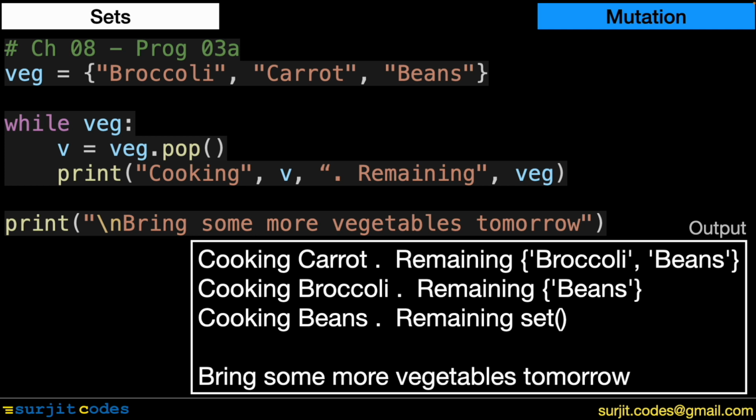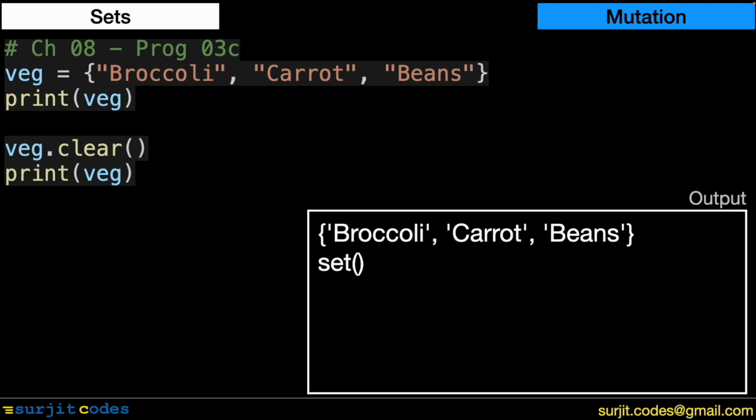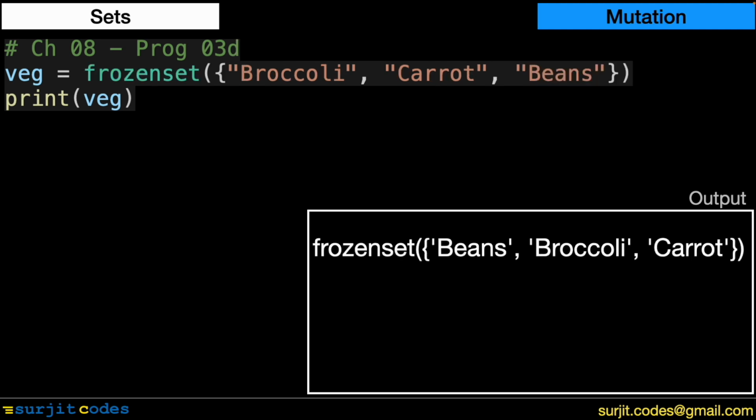If we use the pop method on an empty set, it gives a runtime error. We can use the remove method to remove a selected item from the set. If the item is not present in the set, it gives a runtime error. We use the clear method to remove all items of the set and an empty set is printed.